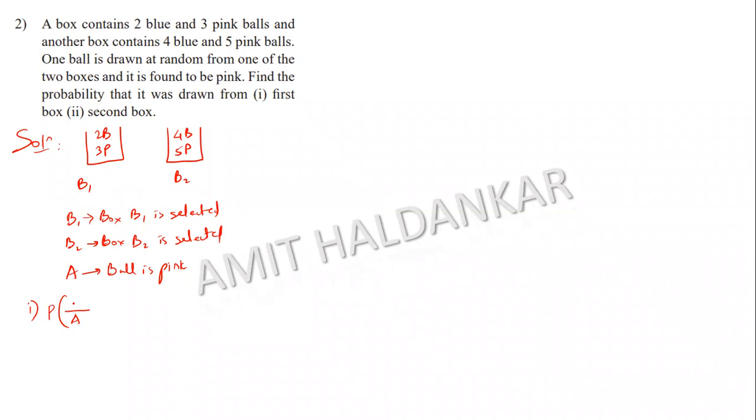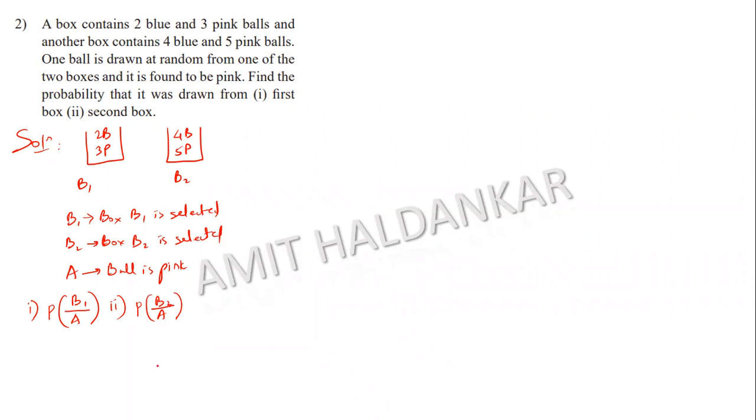So I can say P of A will come in the denominator, and it will be P of B1 upon A. This is your first question, from box 1. And the second question is P of B2, that is box 2, upon A, the probability given that A has already occurred. Since A has already occurred, it is from the second box that you want.